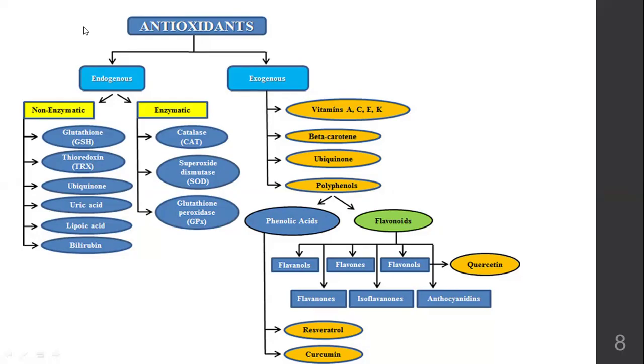Exogenous antioxidants are the ones you get from food. Vitamin A, C, E, K have antioxidant property. Beta carotene, a type of vitamin A from plant sources, gives the yellow, red, orange color to the food. Ubiquinone is available from plant sources as well. Polyphenols are available in tea and coffee. Flavonoids are available in tea. Phenolic acids are available in coffees and all. So polyphenols are from tea, coffee, beverages, cocoa and all.